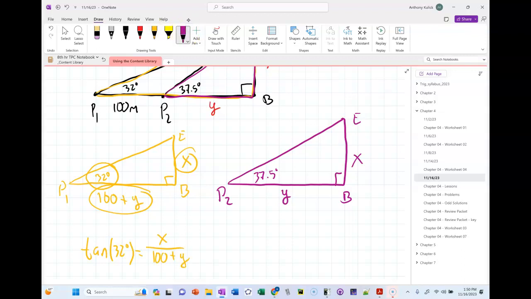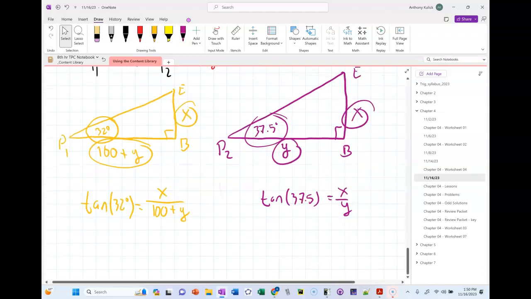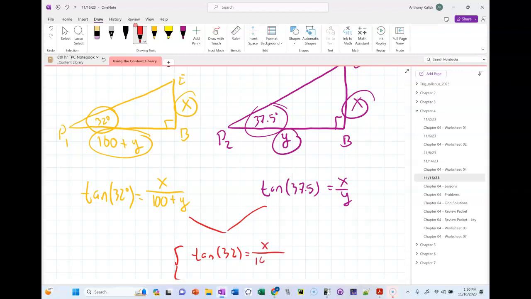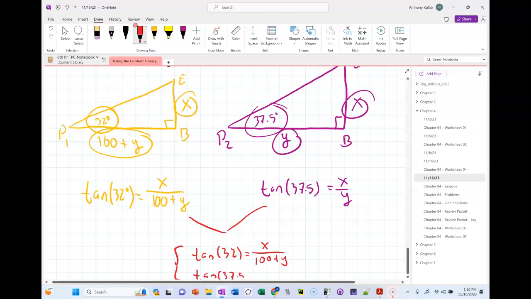Now if I look at the purple triangle relative to the 37.5, I have opposite and adjacent. So if I take these together, I have a system of two equations with two unknowns. Those two unknowns are X and Y.